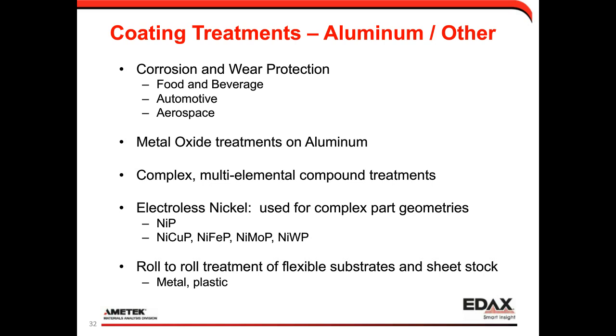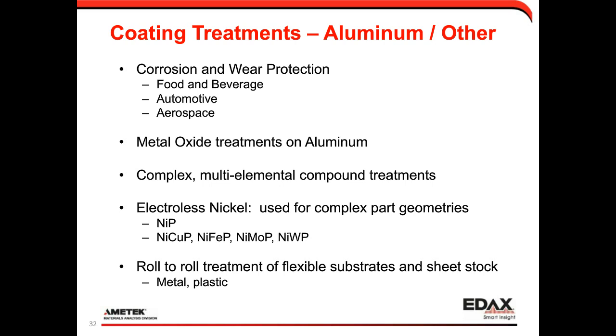One treatment was used in beverage can production. Other treatments were used in automotive aluminum. Complex multi-element compound treatments, different kinds of salts associated with a surface treatment. Electrolytic nickel is a very popular coating. This is done to coat very complex part geometries.